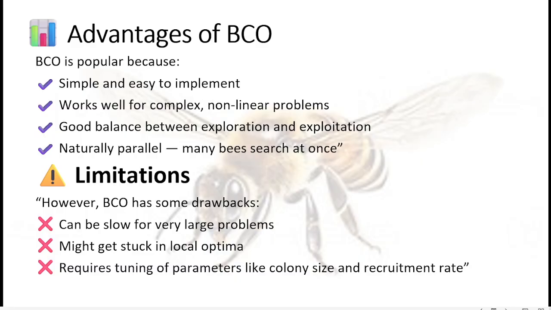Then the limitations of the BCO. It may be slow for very large problems because many iterations are needed to find the optimal result. The second one is the risk of getting stuck in local optima. Sometimes bees improve a bad solution and stop exploring better ones. And it requires parameter tuning, which means you must adjust values like colony size, limit value, recruitment rate, etc.